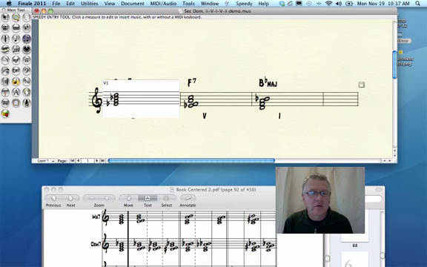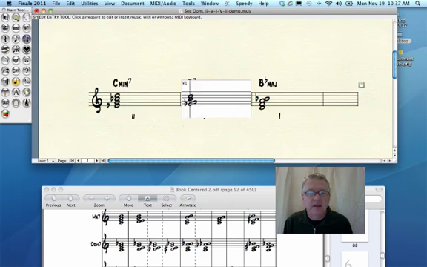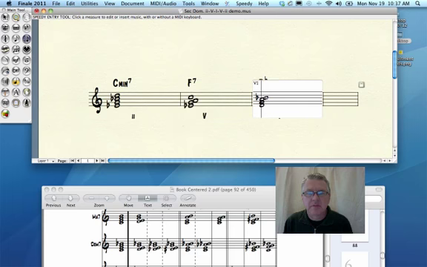I hope it all works out here. So there's the D, which is the ninth of C. And then I'm going to take this F and move it up to G. Now I'm going to take this B flat and move it up to C.